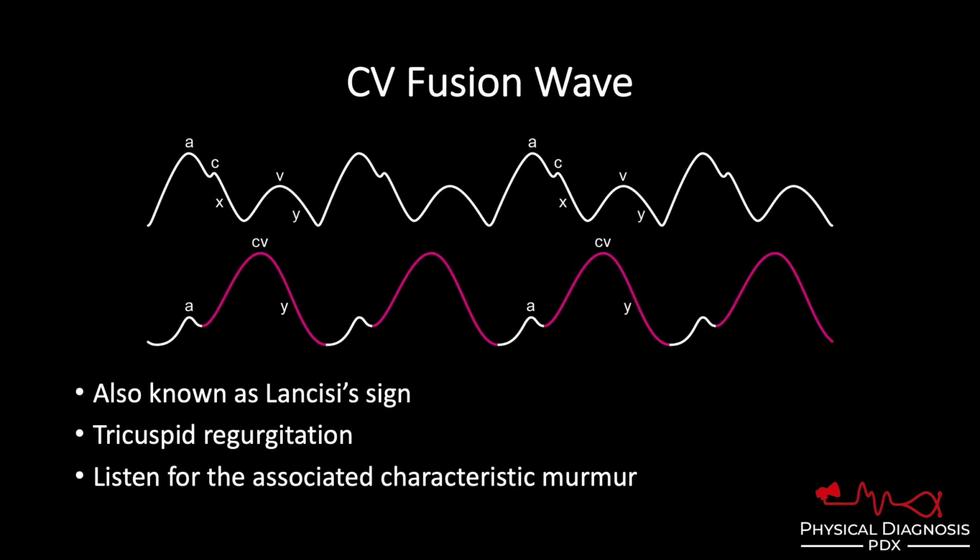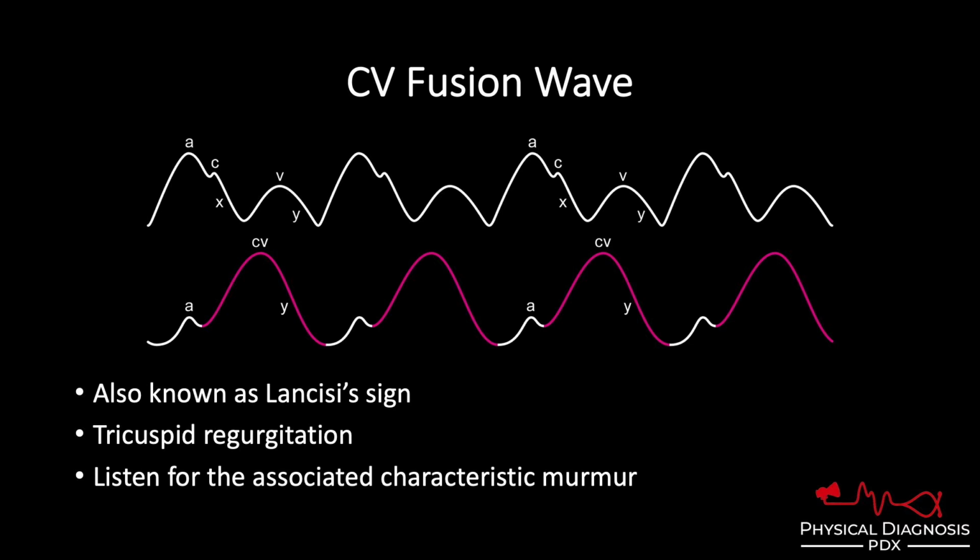The next abnormality to discuss is a CV fusion wave. This is also known as Lancisi sign. And again, we have to go back to the normal waveform. What's going on here? So we've lost our X descent, and what has replaced it is a CV fusion wave. So we get this large outward wave here where the X descent would be, and then we get an augmented Y descent. And this is associated with tricuspid regurgitation, and it makes sense.